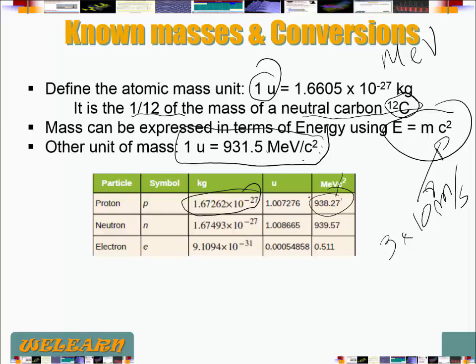So for a proton, the energy equivalent of the proton mass is 938.27 MeVs, mega electron volts. For a neutron it is 939.57 MeVs. For an electron it is 0.511 MeVs.